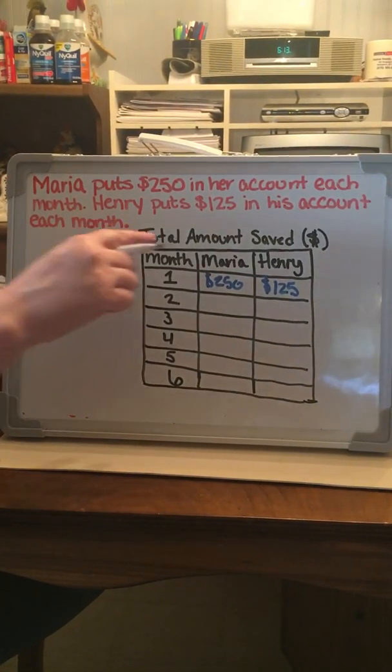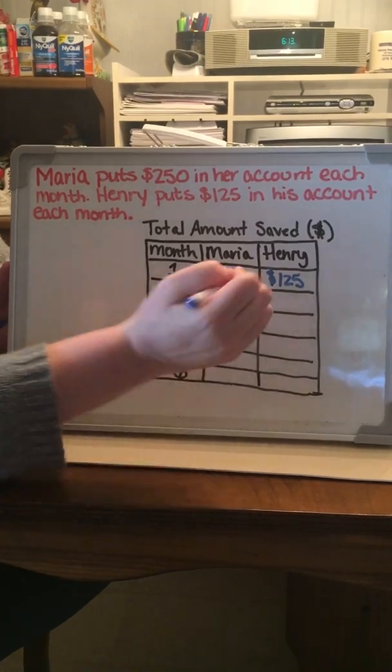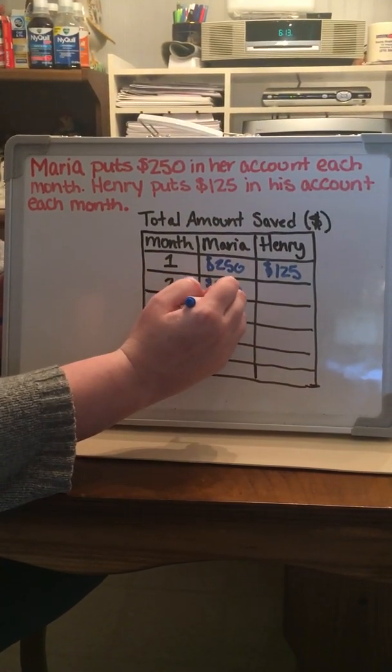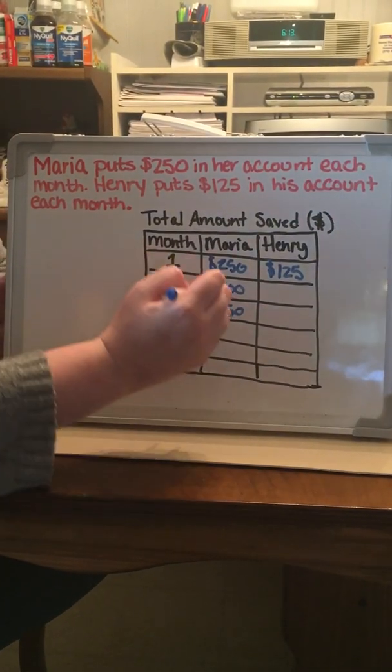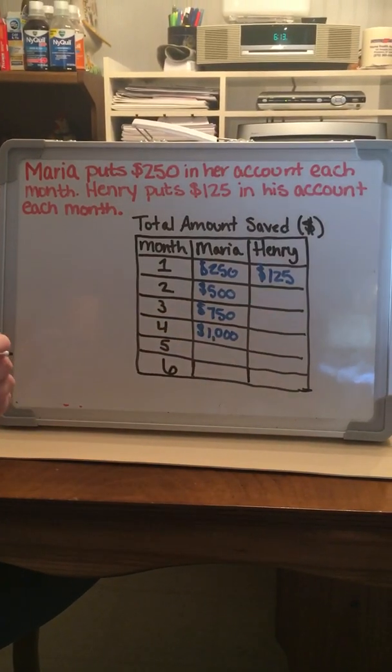So Maria will add another $250 to her amount to get herself up to $500. And then she will add another $250 to get herself up to $750. And then she'll add another $250 to get herself up to $1,000. So after 4 months, Maria is already at $1,000.